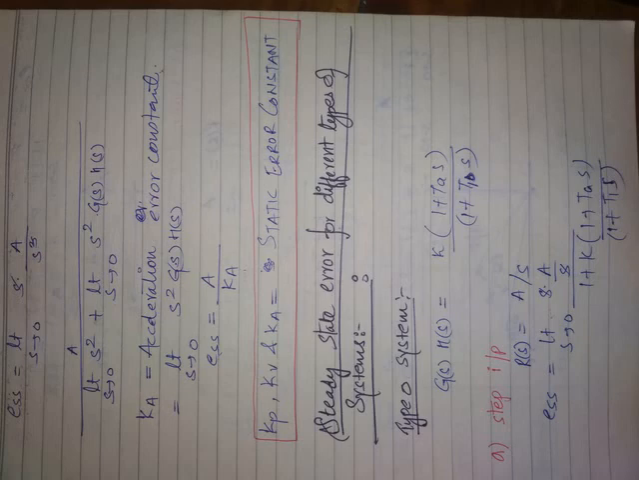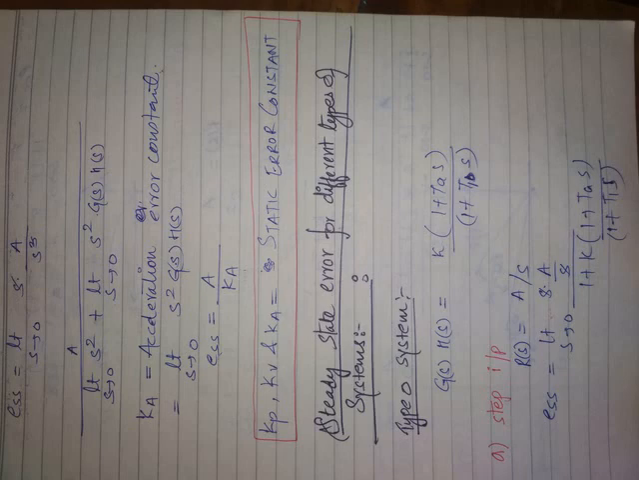E of S is equal to R minus E of S, G1 of S, G2 of S, H of S minus D of S, G2 of S, H of S. Take this to the left hand side and take out E of S common. This becomes 1 plus G1 of S, G2 of S, H of S is equal to R of S minus D of S, G2 of S, H of S.